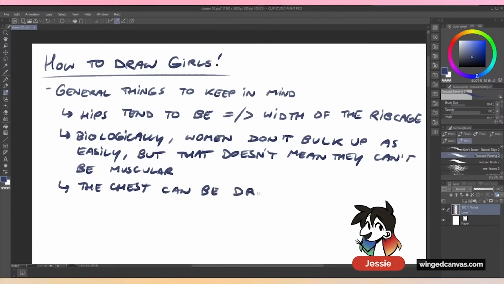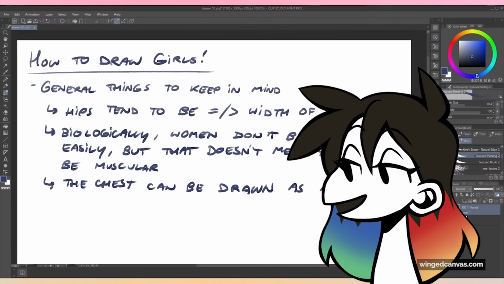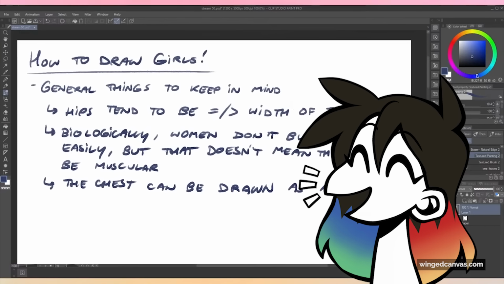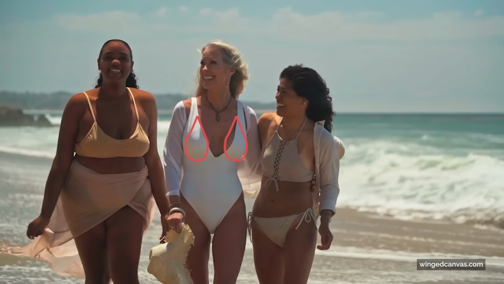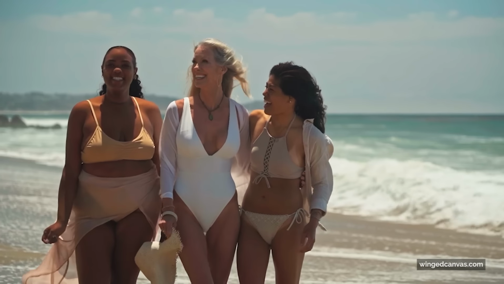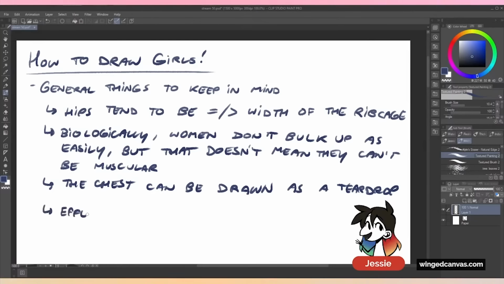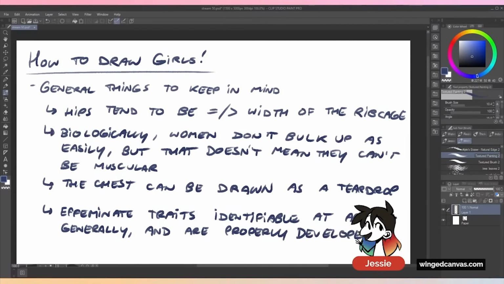The chest can be drawn as a teardrop. Women have a different chest than men. That's just facts, right? So women's chests can be drawn with teardrops. Some people like to use an upside down heart. That's a little bit more stylized. If you want to go for something a bit more realistic, you can use an upside down. Feminine traits are identifiable at age 13 plus generally and are properly developed by 16 plus.